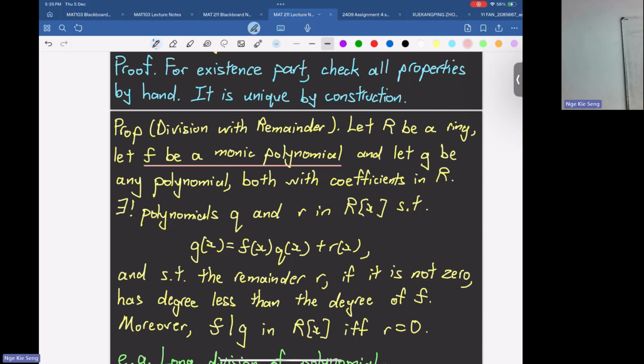Wait, you mean divide by 0? I think this obviously cannot be 0.